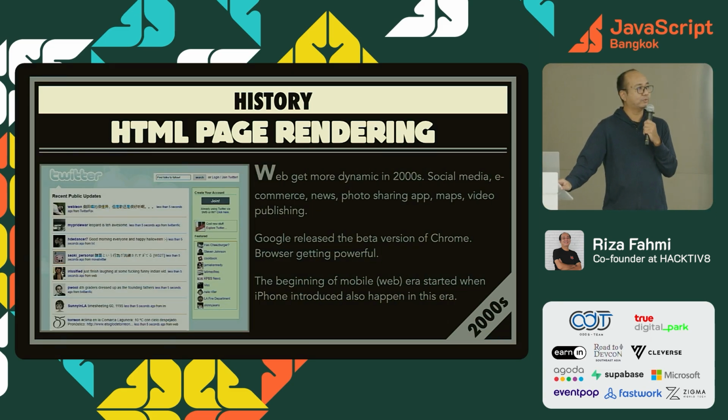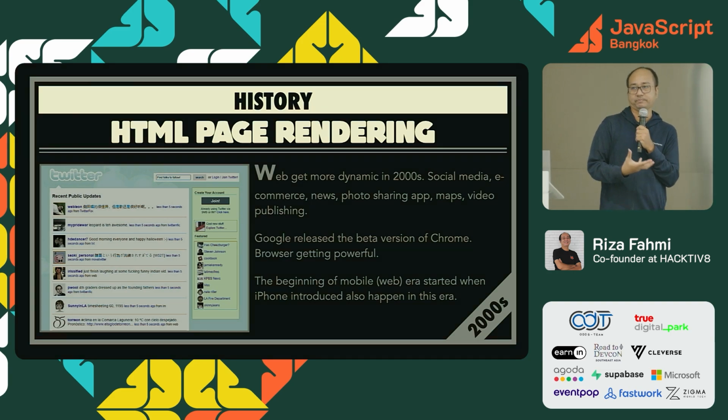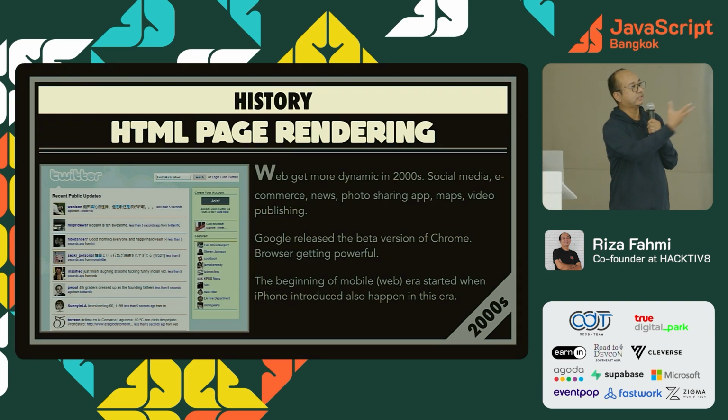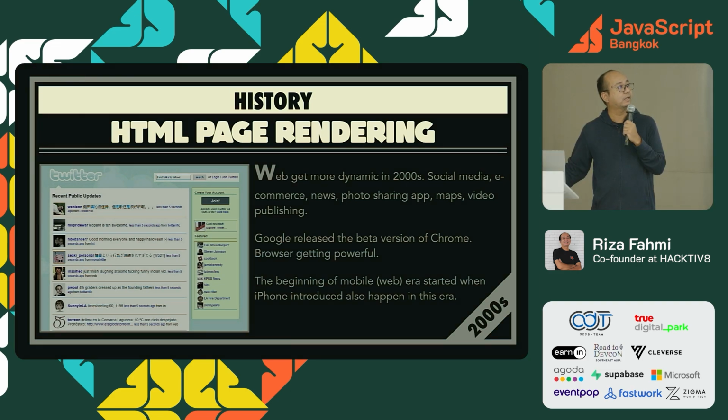In the 2000s, the web was getting dynamic. For example, this is the early days of Twitter. It's not real time yet. You have to refresh to get new data, right? In this era, Internet Explorer and Firefox were the OGs of web browsers.